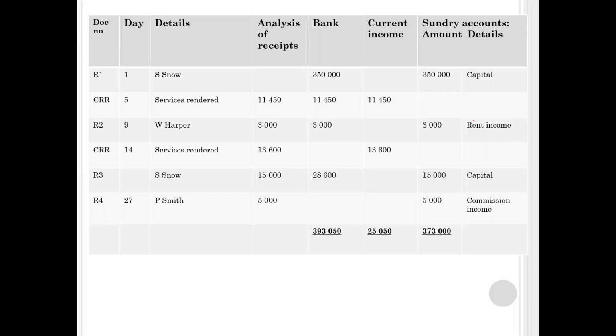Look at what is standing with sundry accounts. Not just the word rent. It is rent income. With sundry accounts with the details, you must write the correct name of the account. And in this case, rent income is the correct name of the account. You will see later on we're going to get a commission income as well, but I will repeat that at the end of the activity.